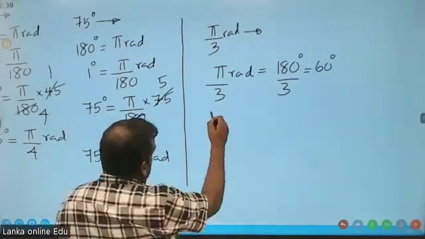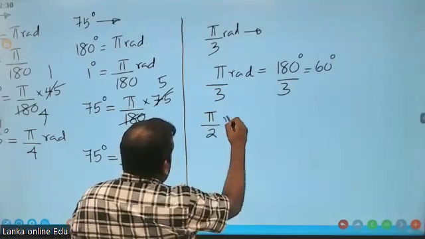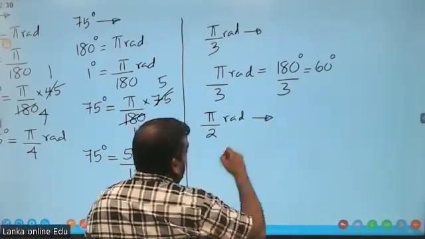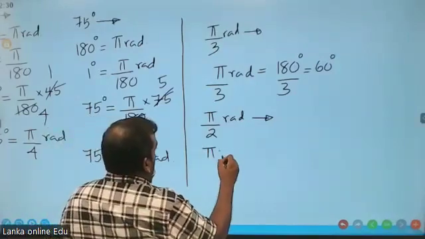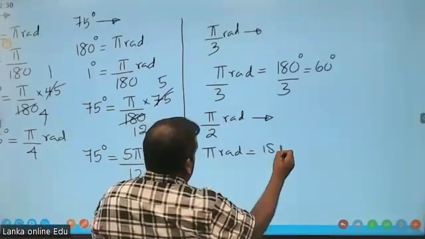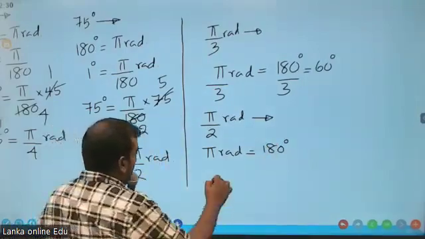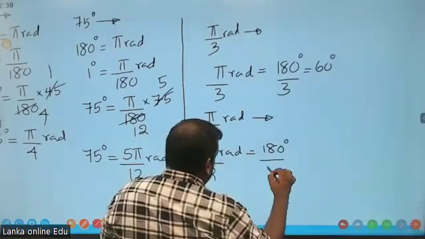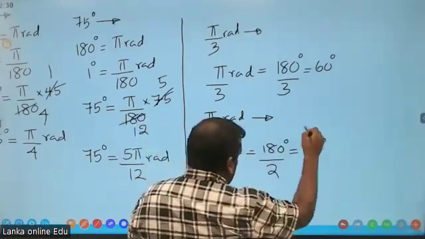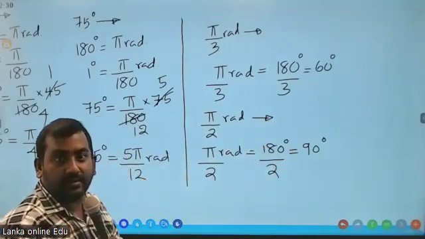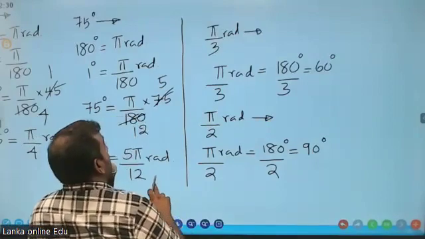Look at this now. Let's say pi over 2 radians. Convert to degrees. So you know your basic rule, no? Pi radian equals 180 degrees. If I divide this side by 2, then this side also I must divide by how much? 2. 180 over 2 is equal to how much? 90. Okay. So not difficult, pretty simple connection.